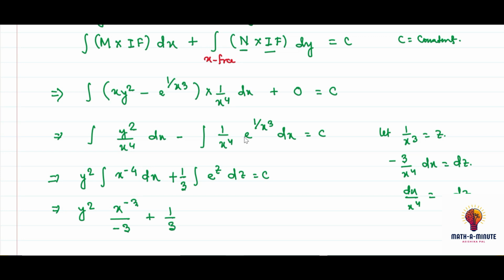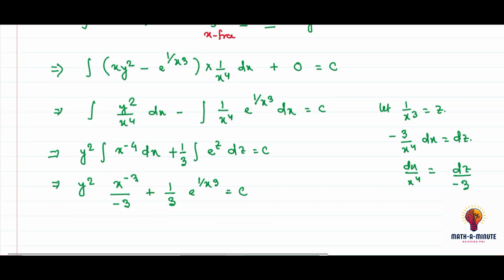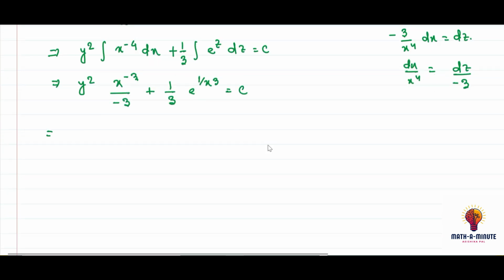So if we put the value of z here, it will be e to the power 1 by x cube equals c. So this is our general solution. You can modify this equation a little bit, like e to the power 1 by x cube minus y square by x cube equals 3c. Okay, so in this way we can apply the first rule.